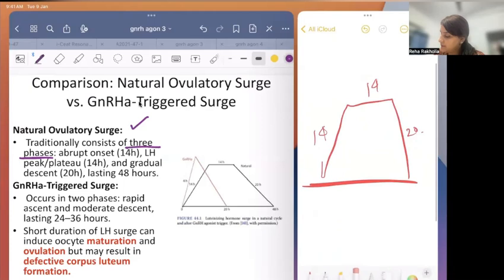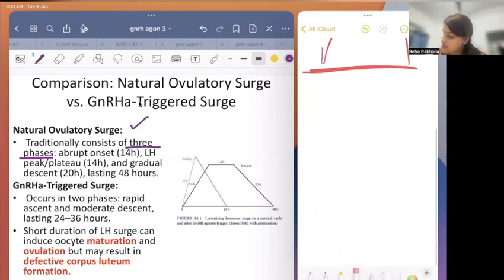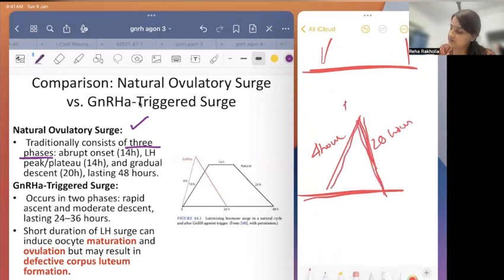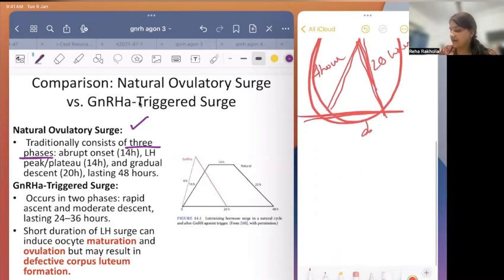In a GnRH agonist surge, what will be there? Abrupt, rapid ascent and moderate descent. The ascent will be of 4 hours and the descent will be of around 20 hours. So this is rapid ascent and moderate descent. This is GnRH agonist triggering.